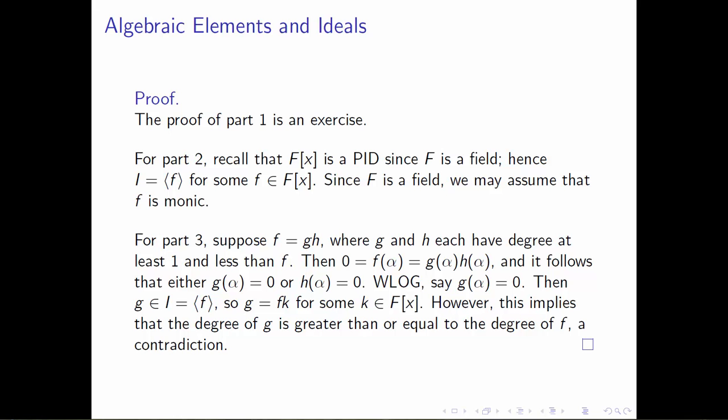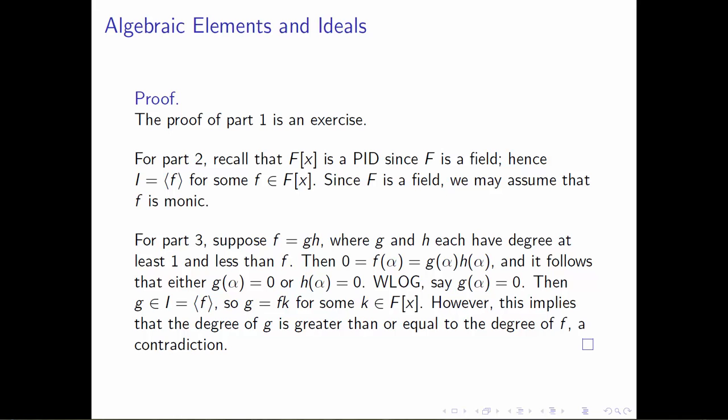If I plug alpha into these polynomials, I get 0, because f belongs to the ideal I. You need to have this property if you belong to I. So 0 is f of alpha, and that must also be equal to g of alpha times h of alpha by this equation. However, we're working inside a domain here, and it follows that if we have 0 written as g of alpha times h of alpha, then it must be the case that one of g of alpha or h of alpha is 0.